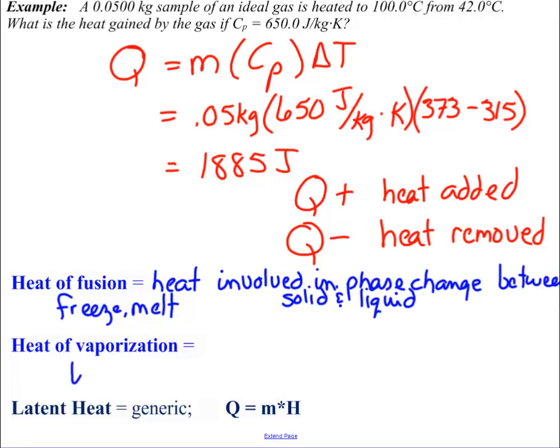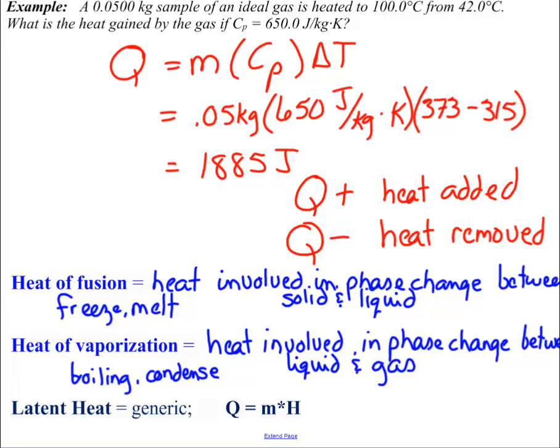Heat of vaporization, so we're looking at boiling, or when I go from gas to liquid, or condensing. And again, for heat of vaporization, it's the heat involved in a phase change between a liquid and a gas. Both these terms, heat of fusion and heat of vaporization, are referred to as latent heats, stored heats.